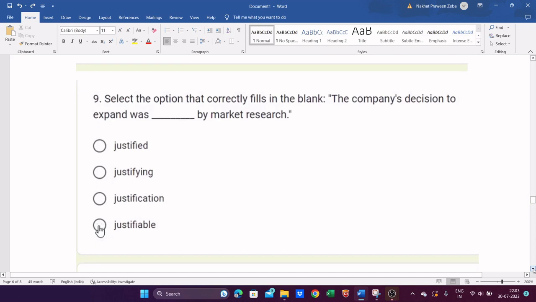Okay, question number 9. Select the option that correctly fills in the blank. The company's decision to expand was dash by market research. To expand was justified by market research, justifying by market research, justification by market, justifiable by market. No, I think justified, right? The company's decision to expand was justified by market research.